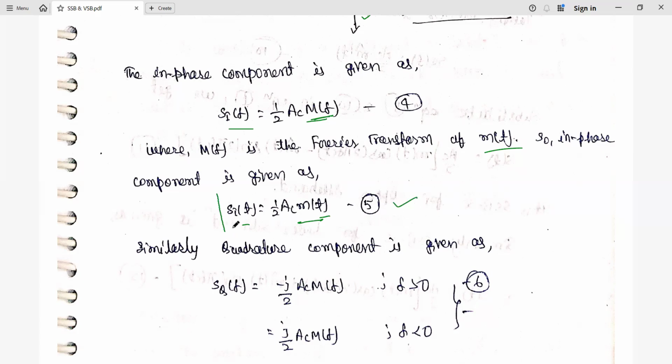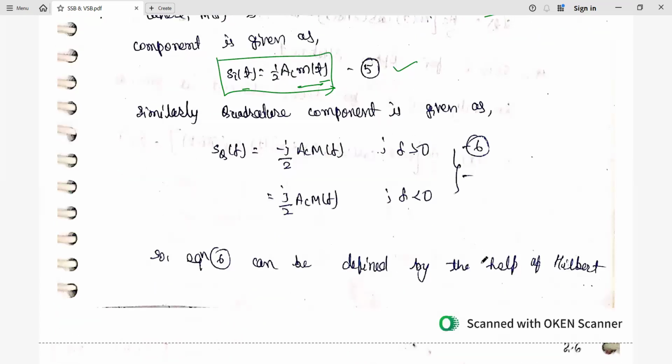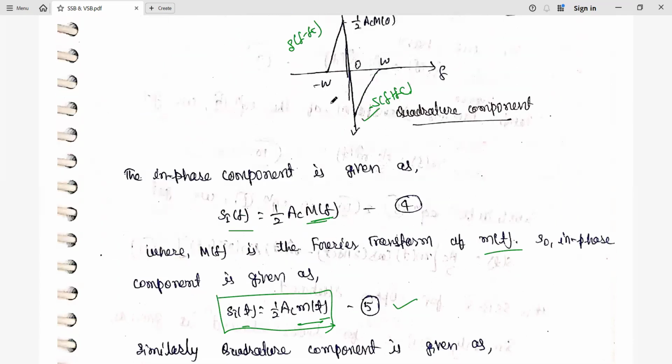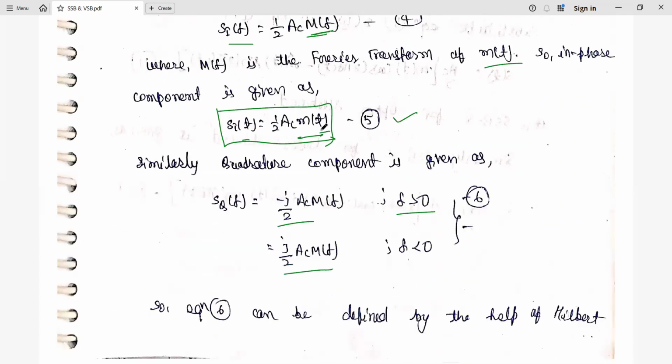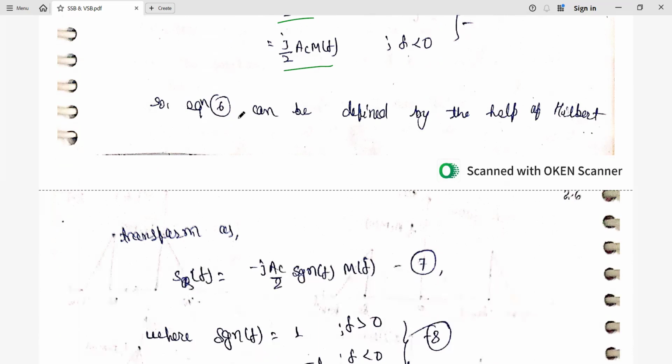So now equation 5 becomes important for us, that we are going to substitute in equation 1, where we have Si of t cos 2 pi fc t minus Sq of t sin 2 pi fc t. So now we'll talk about the quadrature component part. You are seeing that for the positive frequency, this is the value. For the negative frequency, we have this value. So that we are writing from this graph. So finally, here this equation 6, that is the quadrature component.